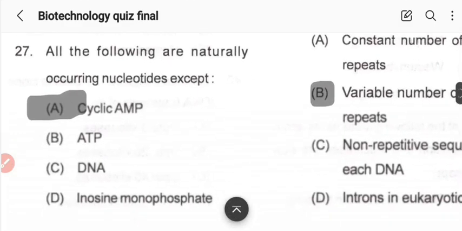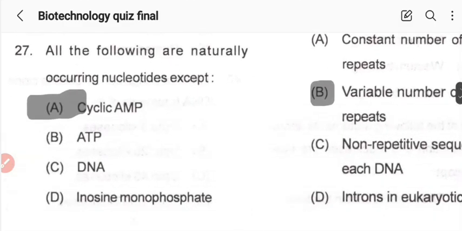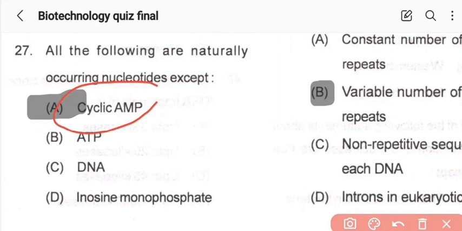Then, all the following are naturally occurring nucleotides except cyclic AMP. These are all nucleotides: ATP, DNA, inosine monophosphates. All the following are naturally occurring nucleotides, but cyclic AMP is not a naturally occurring nucleotide. It is responsible for the transfer of messages or communication between different cells. Cyclic AMP.